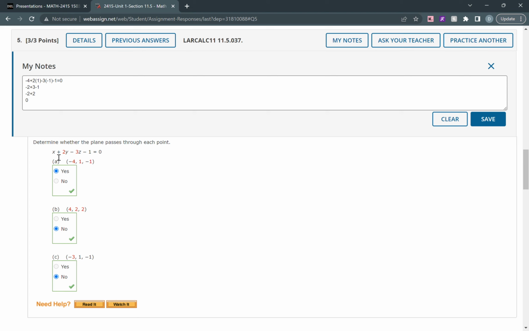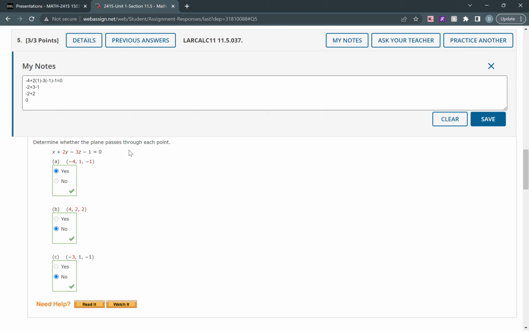-4, which is x, would be right here. Y, which is 1, would be right here. And z would be -1. And I did that up here. The first one I did right here. So you can see I plugged in -4 for x plus 2 times 1 minus 3 times -1 minus 1. And if it equals 0, it passes through the point.